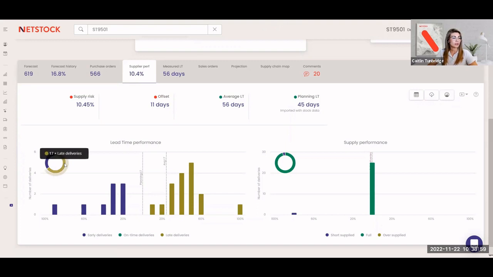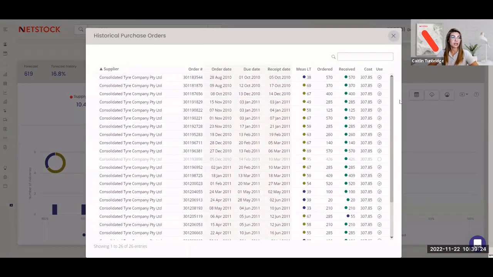We can see whether they've been late supplying us, whether there have been any early deliveries. In this case, most of our deliveries have been in full, but we did have one case where they short supplied us. We can see what our planning lead time is, so what we think we should be getting the item in, which is 45 days. But we have the actual measured average lead time, which in this case is more like 56 days. We can look at those historical purchase orders by clicking on the table.